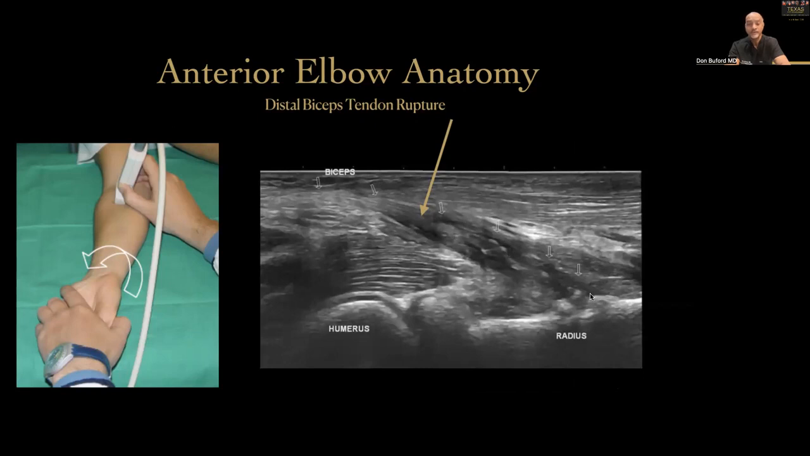And especially if you've got the clinical story, they've got some ecchymosis and bruising, and they're weak in supination, this is really all the imaging you need to make the diagnosis. And so that's where it should be, and that's where it's not.